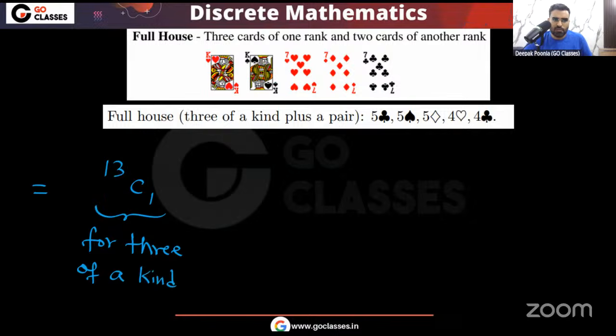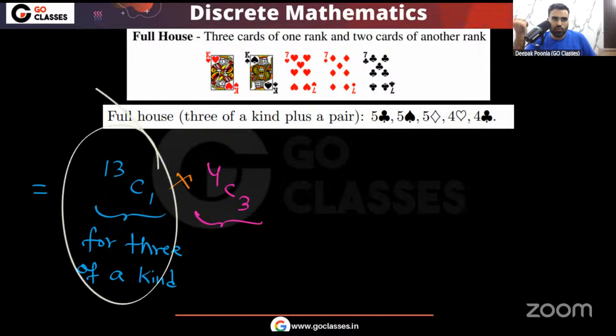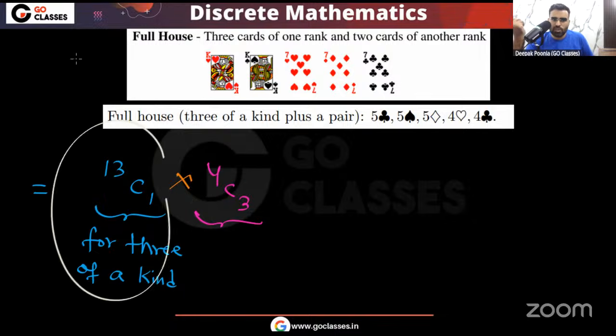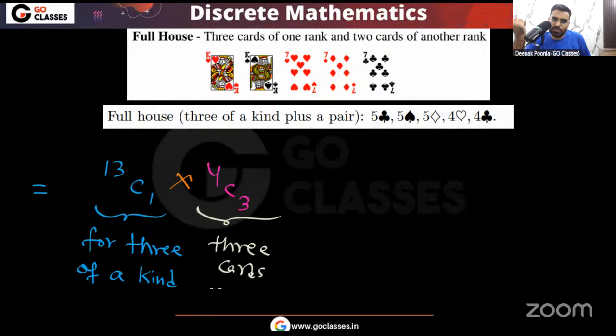So in total we have 13 values. Out of them choose one value. For this one value we will have three cards, so that is the reason I am saying I am choosing this one value for three of a kind. Once this value has been chosen, for this value there are total four cards, but I want three of them. Do you agree with me? For every value there are four cards, because there are four suits. So for this value, total available cards are 4, out of them we want 3 cards. That is the reason 4C3. So basically, now we have three of a kind: 3 cards of the same value.